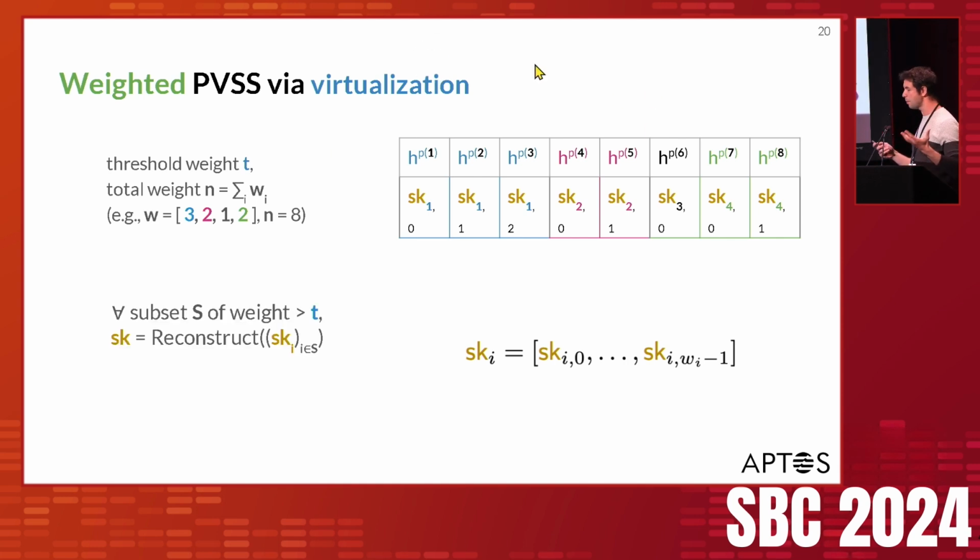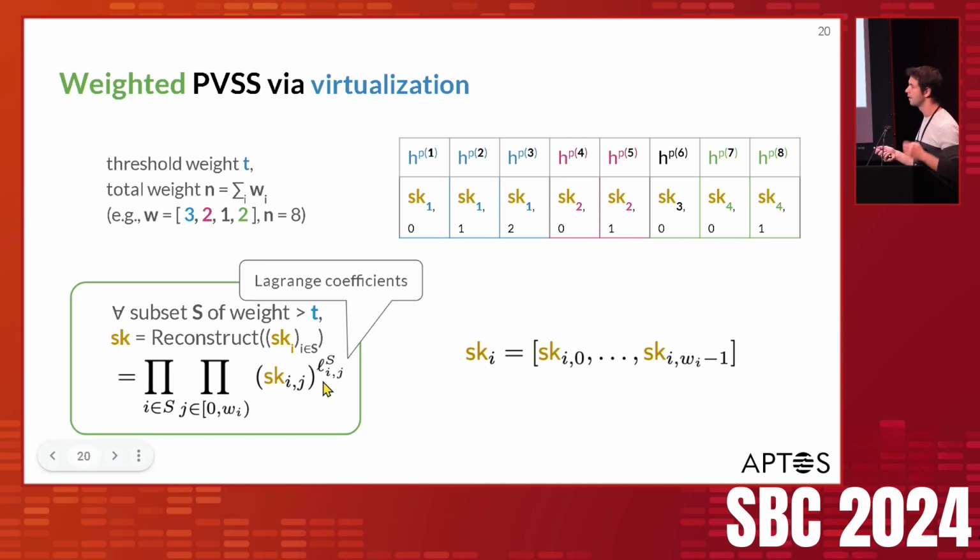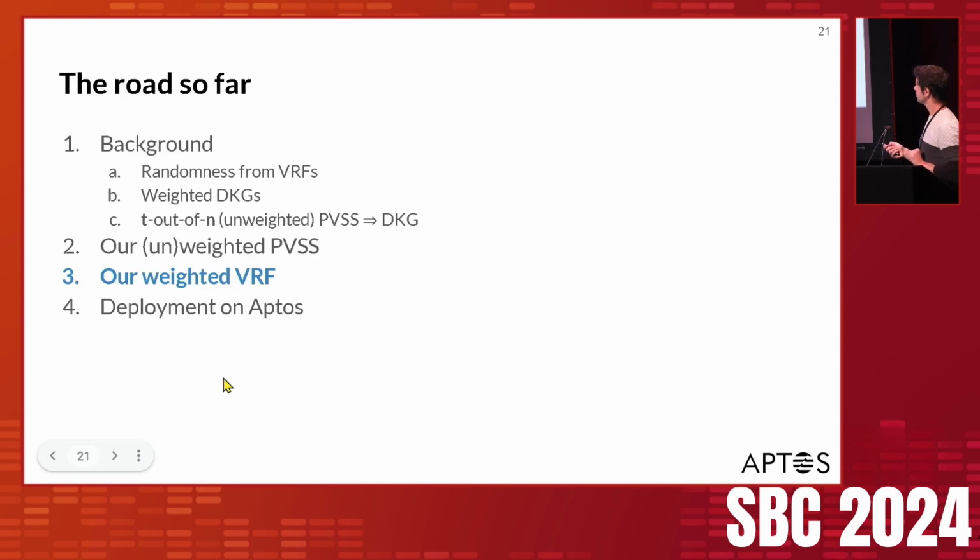And we still have the nice property that for any subset S of weight greater than T, we can reconstruct the secret key dealt by this transcript here from these weighted secret key shares. And the way that reconstruction is going to look like is it's going to use Lagrange interpolation. So I'm going to have some Lagrange coefficients that are computed from the set of players. And then I can do one large multi-exp and interpolate my secret key. It's going to look like this. And that takes care of weighting. OK, so now we have a weighted DKG.